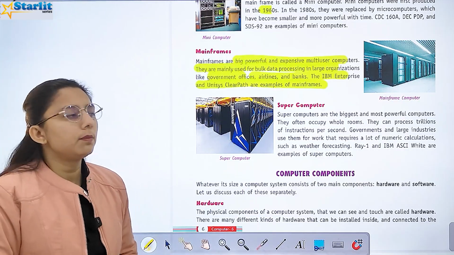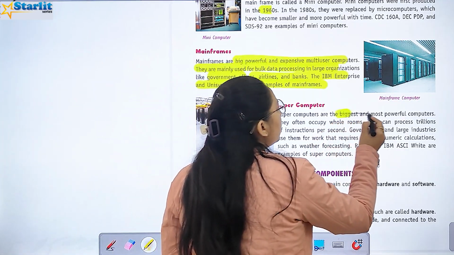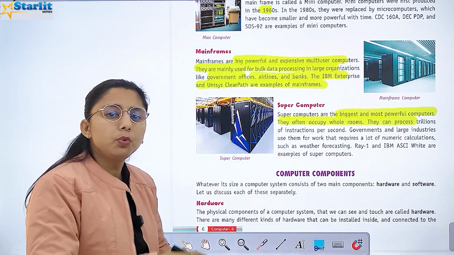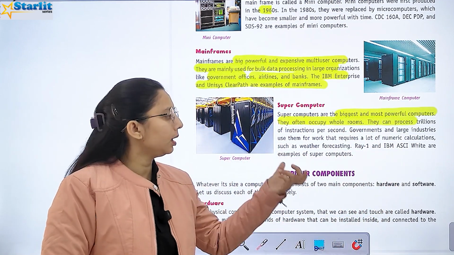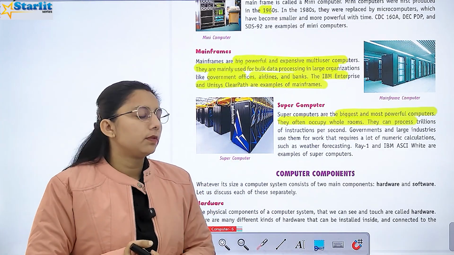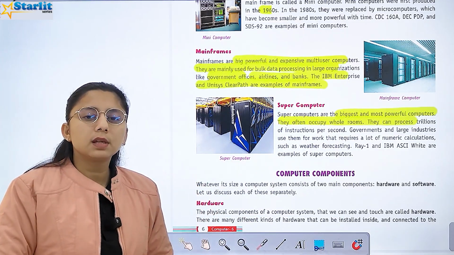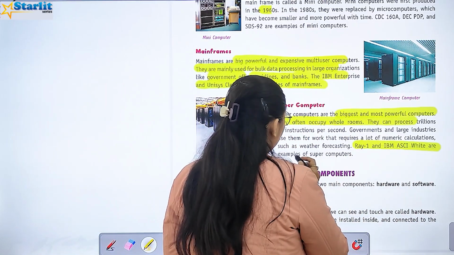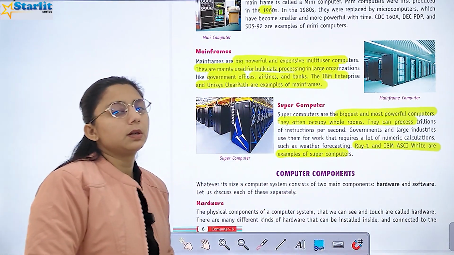Now we have the supercomputer. Supercomputers are the biggest and the most powerful computers. They often occupy a whole room. आपका पूरा room को ये occupy कर लेते हैं, right? Government and large industries have supercomputers, and they are used for weather forecasting and defense also. Like we have Cray 1 and IBM ASCI White; they are all examples of supercomputers.